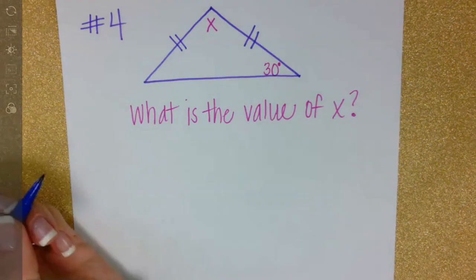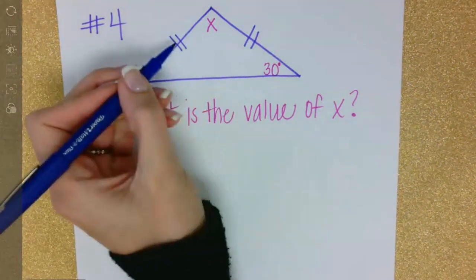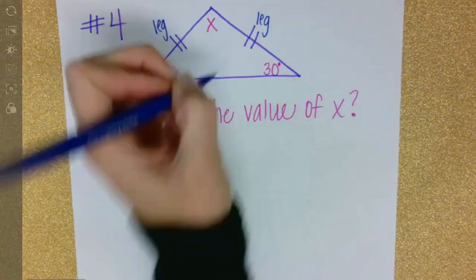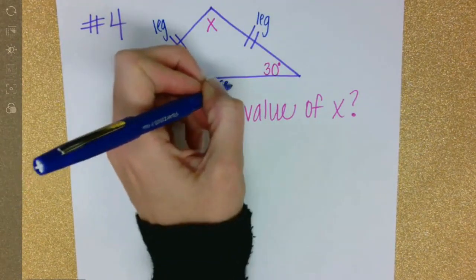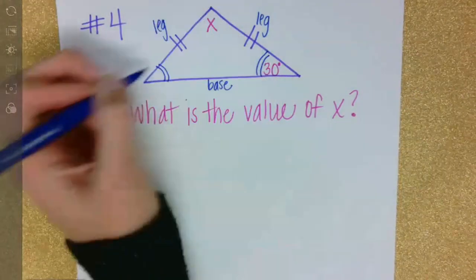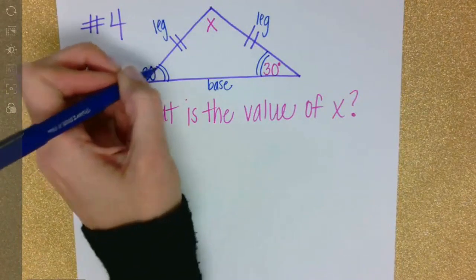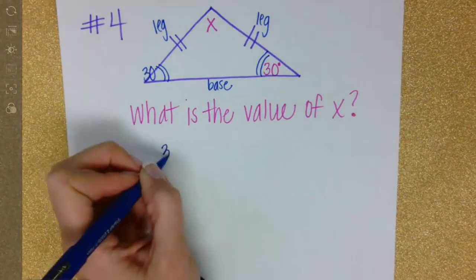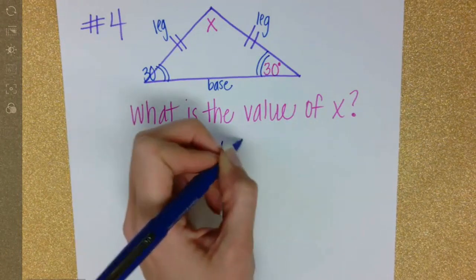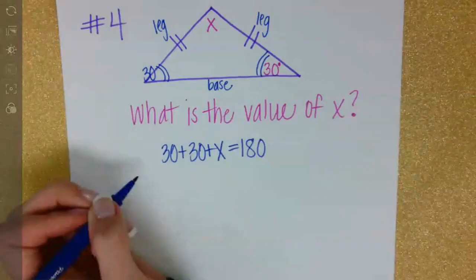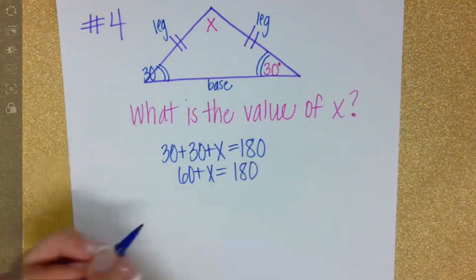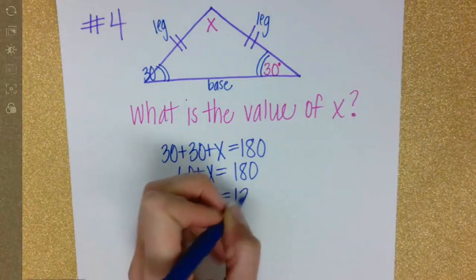So to go over this one, because we see that this is isosceles, these would be what we call our legs. And then this would be our base. The angles that touch the base, that come off of the base, these angles right here are congruent to each other. So we also know that this angle here is also 30 degrees. So the 3 angles in our triangle, 30, 30, and x, together have to make 180 using that triangle sum theorem. So we can simplify this, and we find when we subtract that x is 120 degrees.